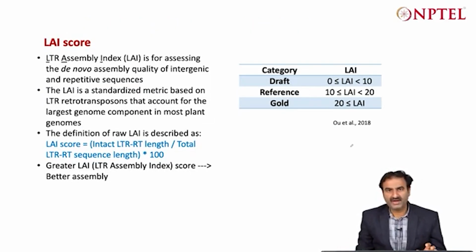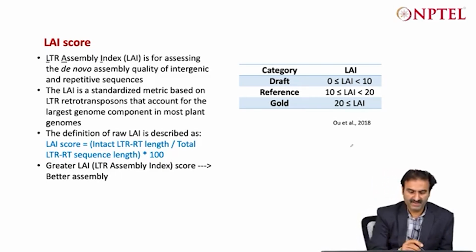There is another term called the LAI score, because repeats are also important to determine. This LAI score is mainly for plants because they have a high level of LTR retrotransposons. So the idea is how many of those you could detect.